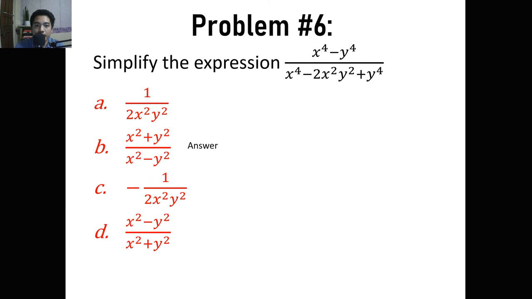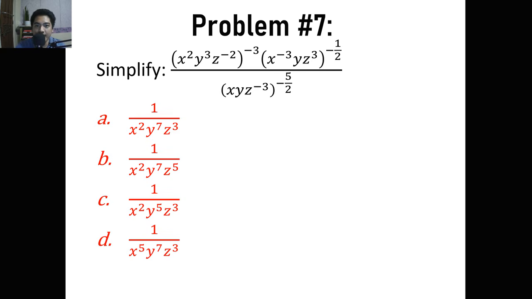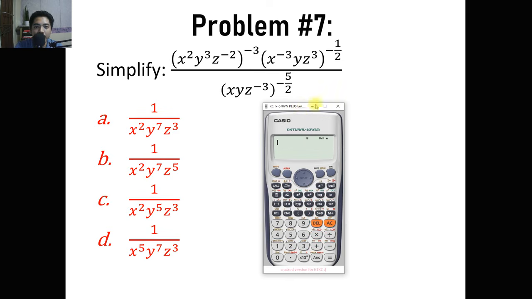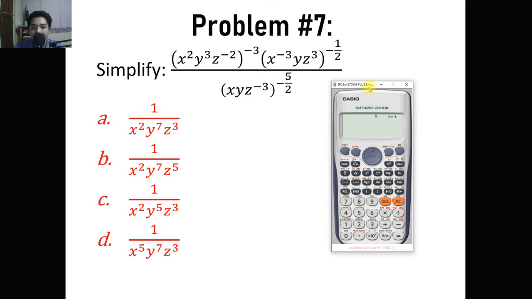Okay. So problem number 7. The same thing. We have to simplify this expression. One of the choices here is correct. So what are we going to do? Again, we simply assign values of x, y, and z.